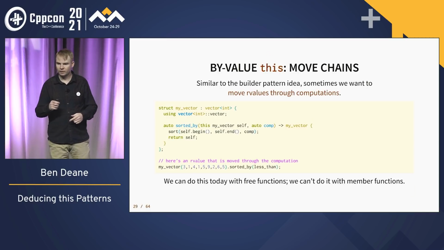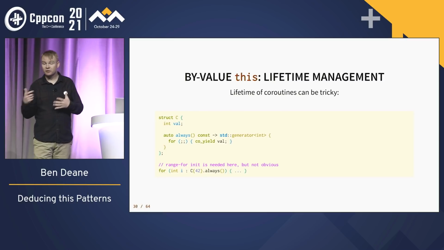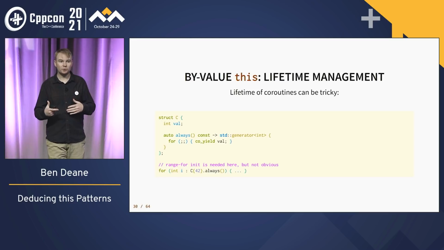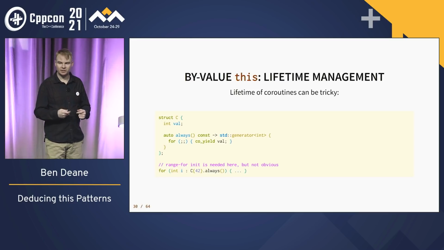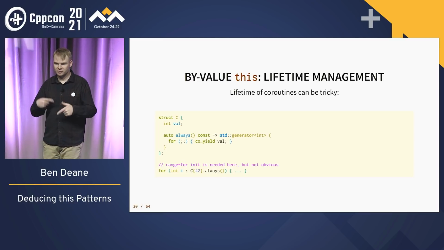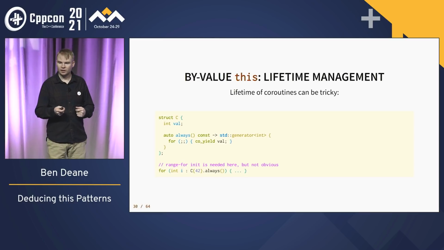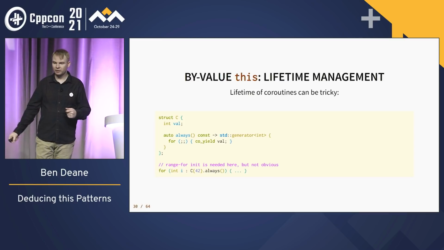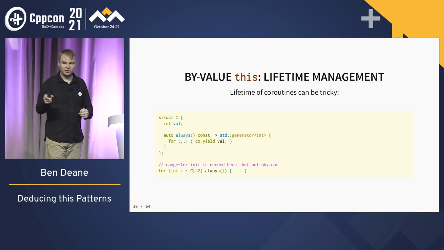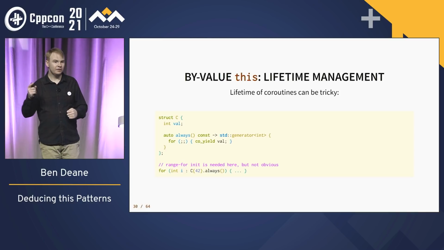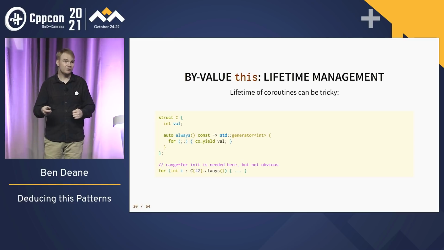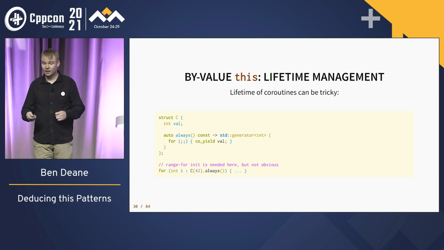Okay, where were we? Here's another example of where passing by value makes lifetime management a bit easier. So here's a coroutine that's just a generator that's yielding some values. And the lurking bug here is that there's a dangling thing. This is range 4, and we need the range 4 init, right? Which is relatively new in the language. This is not at all obvious.